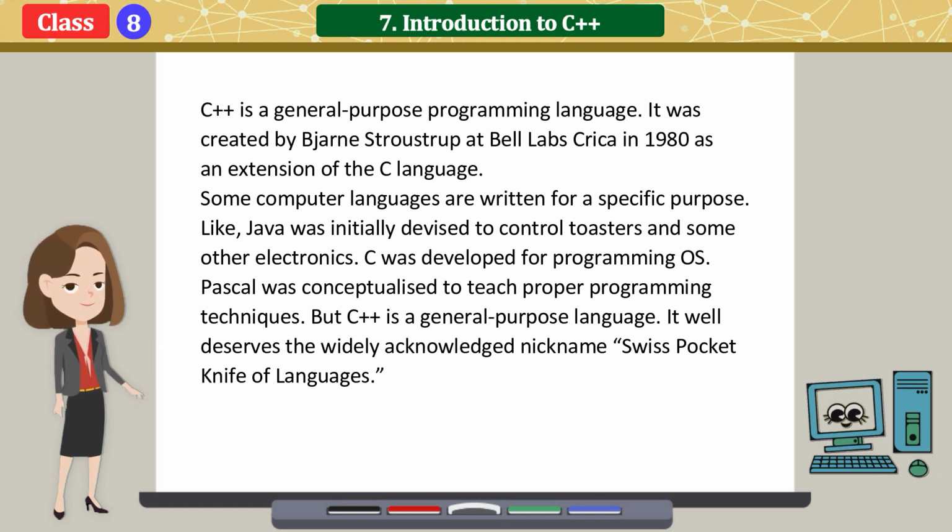Some computer languages are written for a specific purpose. Like, Java was initially devised to control toasters and some other electronics. C was developed for programming OS. Pascal was conceptualized to teach proper programming techniques. But C++ is a general-purpose language. It well deserves the widely acknowledged nickname Swiss pocket knife of languages.